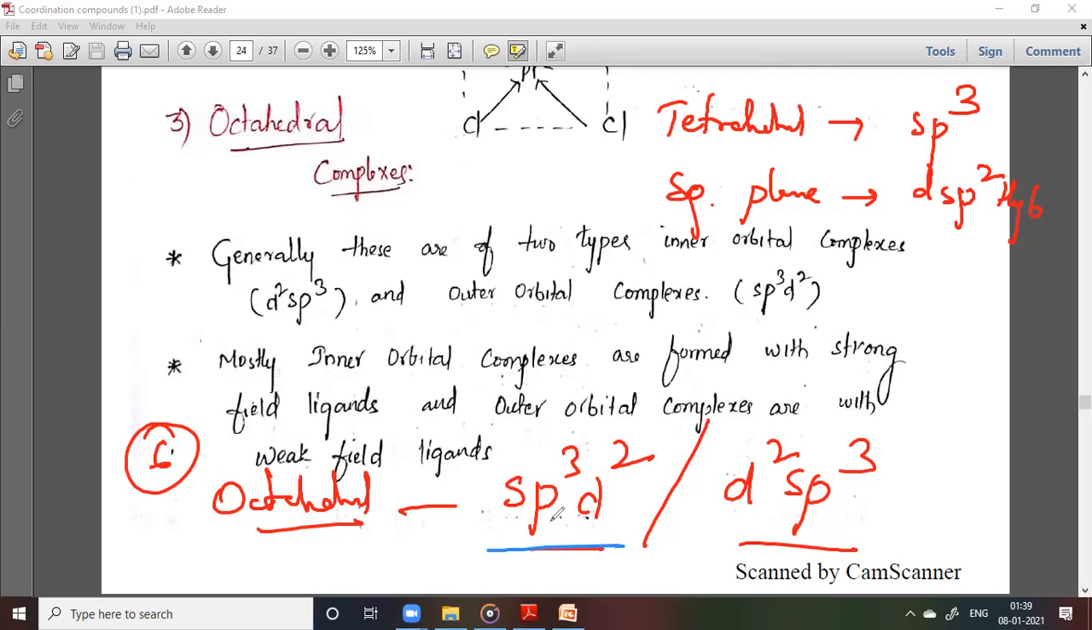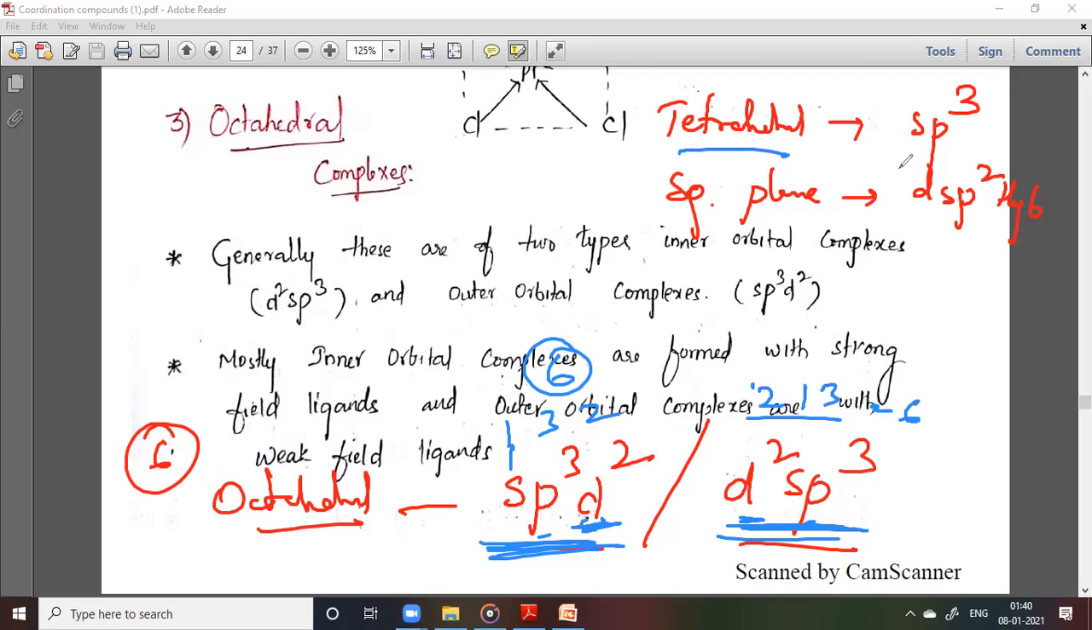See here, sp3d2. How many hybrid orbitals are here? s is 1, p is 3, that means 4, and d is 2, totally 6. And here also d2sp3: 2, 1 and 3, totally 6. So this is 6 and this is also 6. There are two types of hybridization. Both are actually same, but there is a small difference. Here the d2 comes after the sp3, but here the d2 comes before the sp3 hybridized orbitals. What actually is the difference, I will tell you here.